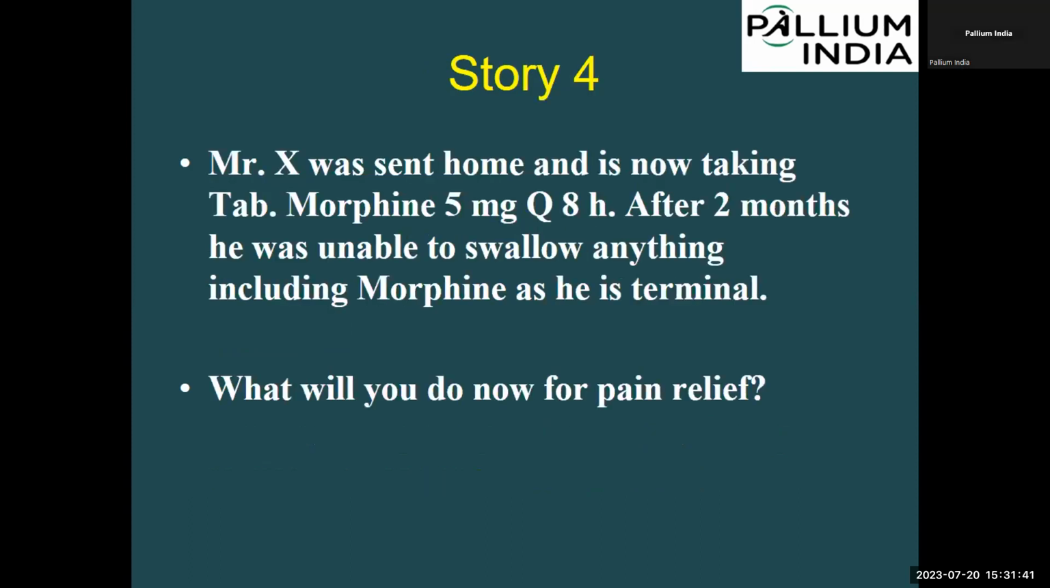Now, Mr. X was sent home and is now taking morphine 5 milligrams. Because of his renal failure issues, we have reduced the frequency of oral morphine to 8 hourly. So now he is on tab morphine 5 milligram 8 hourly. What happened is that the disease was progressing and he is becoming terminal. After 2 months, he was unable to swallow anything, including morphine. Now, what can we do for him for his pain relief?